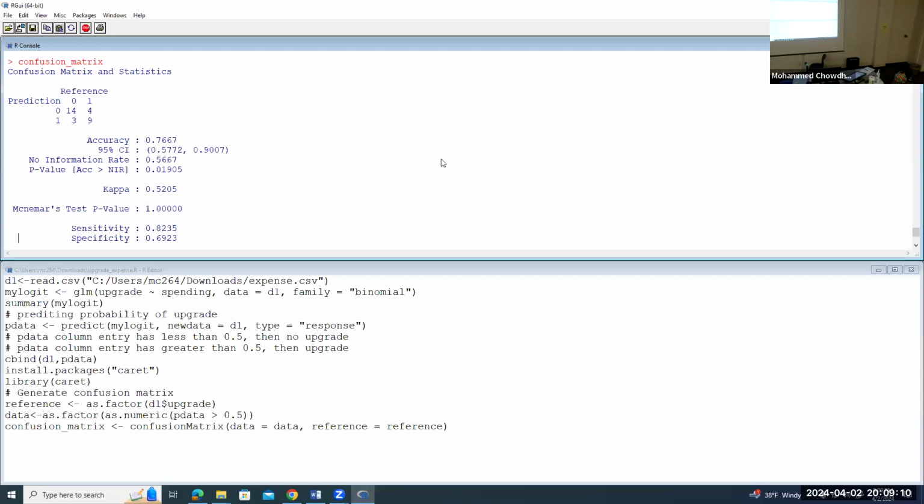Then what is sensitivity? 9. Sensitivity is the 9, right? And how many false positive? 3. Right? How many false negative? 4. Clear, right? Yes. Okay.